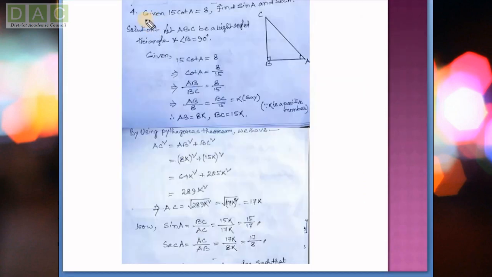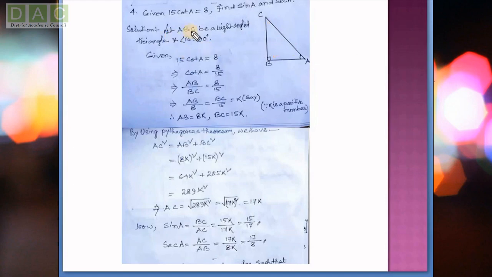Students, see question number 4. Given 15 cot A equals 8, find sin A and sec A. Now draw again a right angle triangle. Angle B is 90 degrees and angles A and C are acute angles. So draw like this.